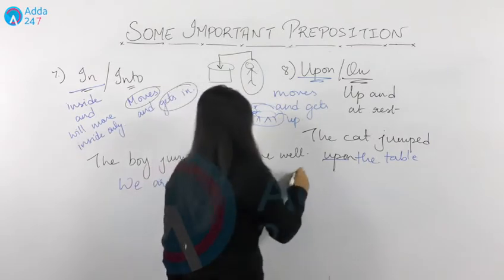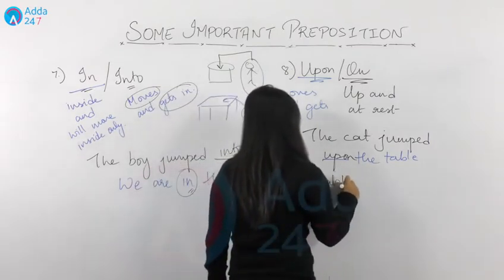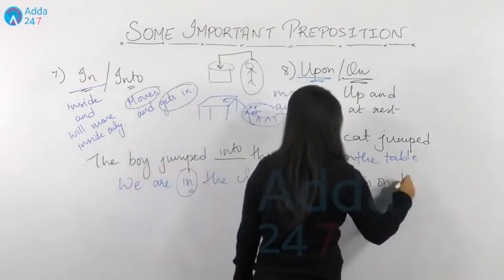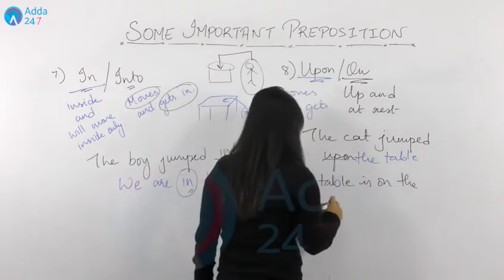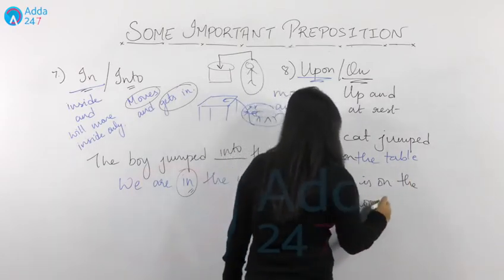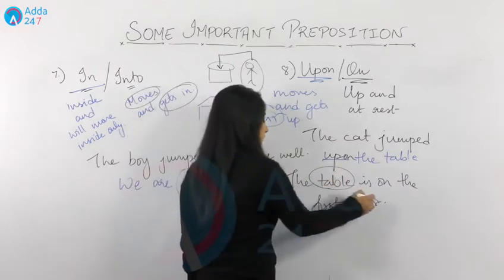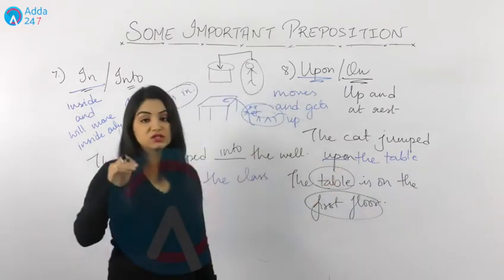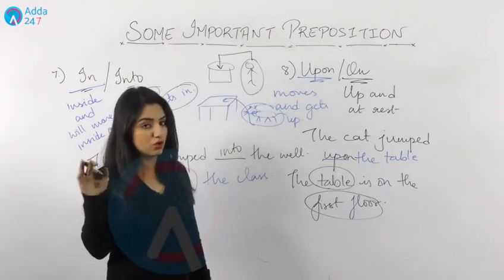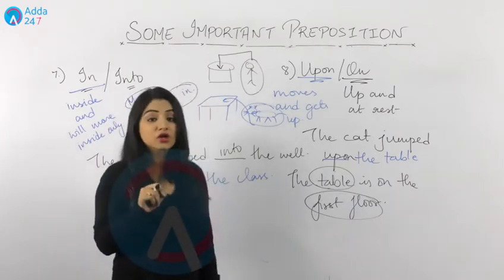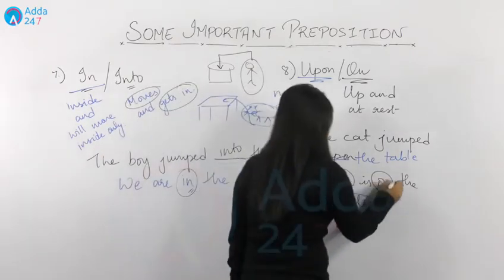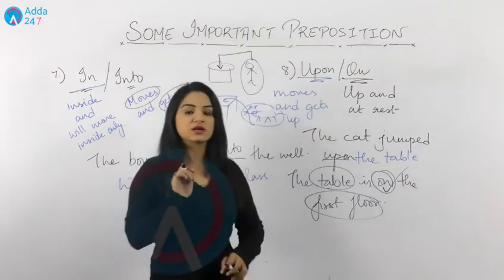Next is on. Now if I say the table is on the first floor. Now here you can see the table is on the first floor. That means you are defining the position of something and the table cannot move itself. So what we have placed? We have placed on, which is correct.